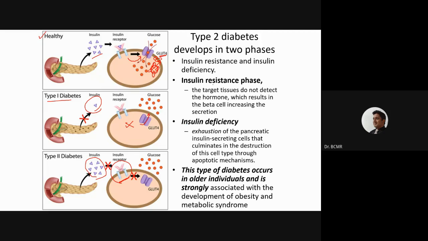What we need to know also is that type 2 diabetes has two phases. The first phase is insulin resistance, the one that we are discussing just now, right? Even though there is insulin, the cell is not responding. And the second phase, or an extreme phase, is where insulin deficiency occurs. We will see the cycle of it.